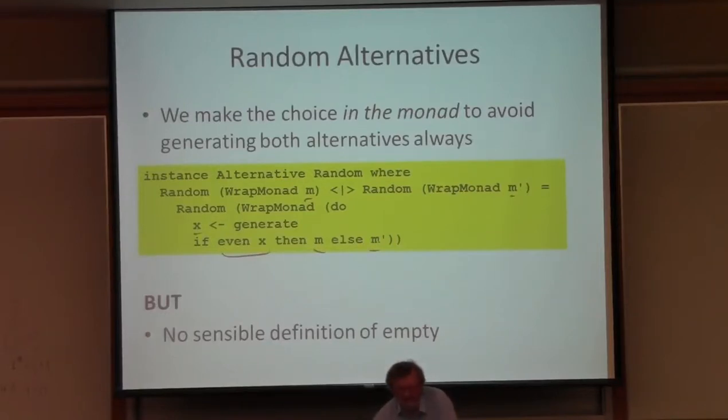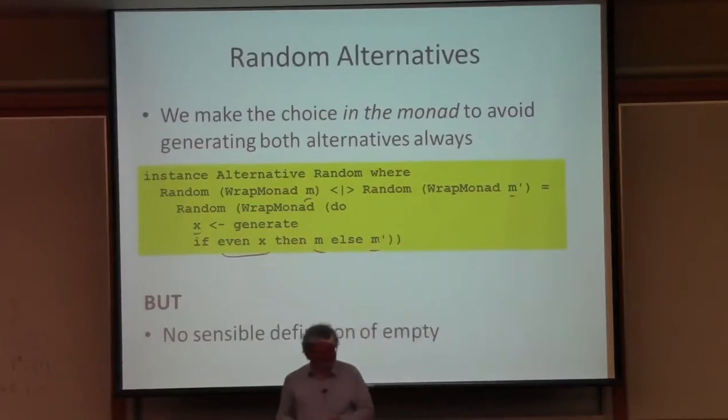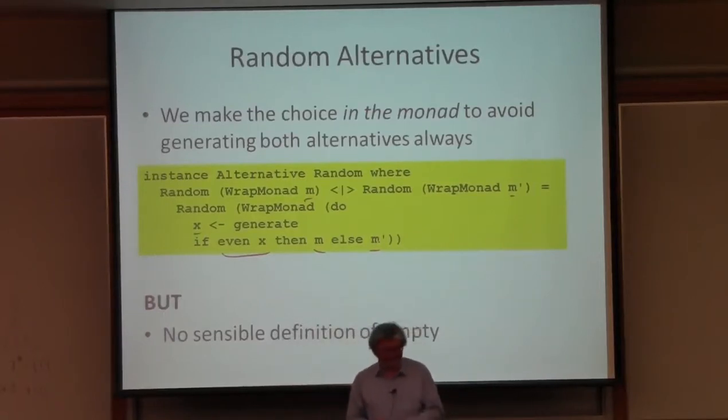Very nice and simple. Slightly less satisfactory is that there's no sensible definition of empty here. Why? Because my random monad always generates something, and empty should not generate anything at all. So, well, never mind. When I write random generators, I rarely want to say, don't actually generate anything. So perhaps that doesn't really matter.